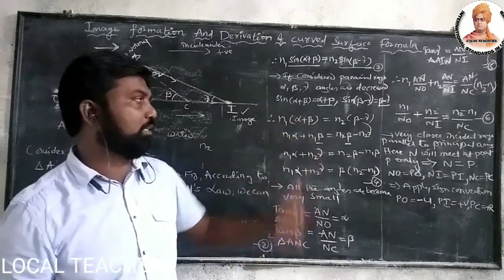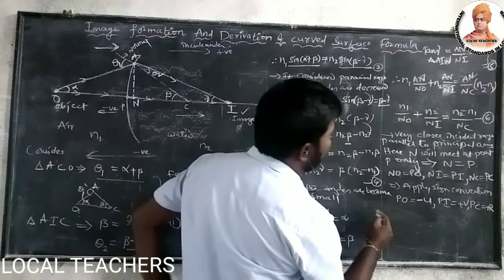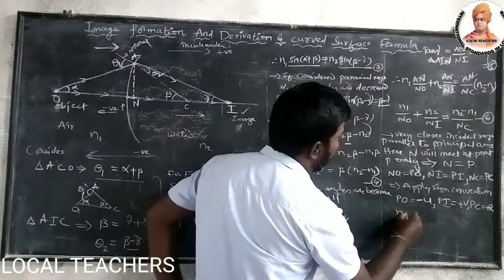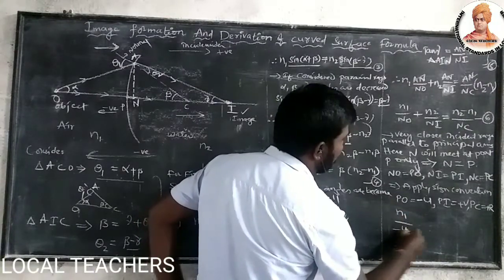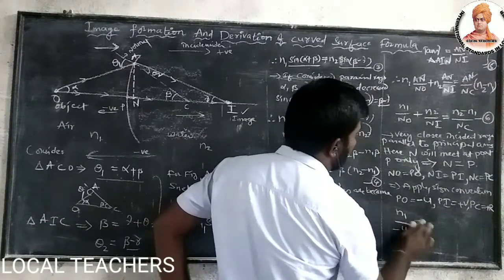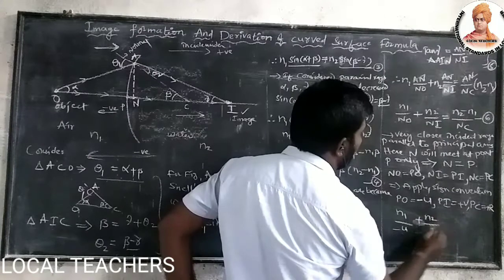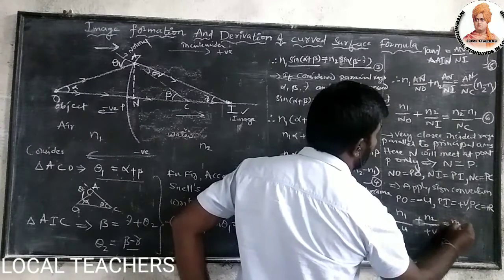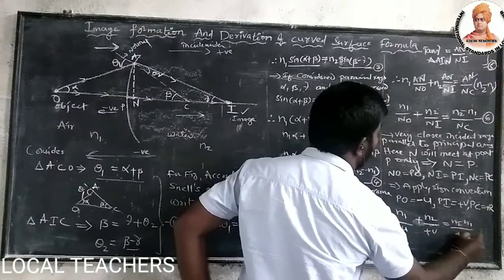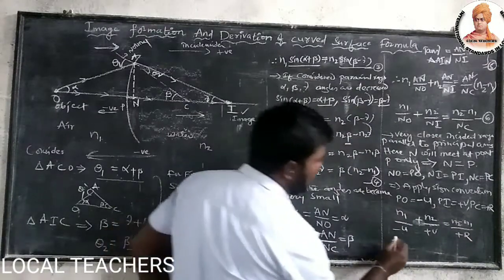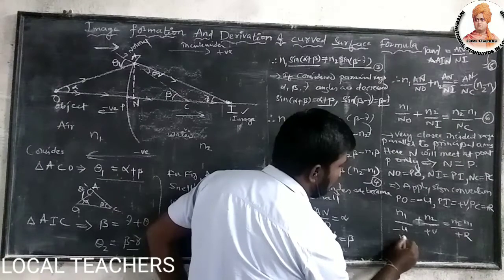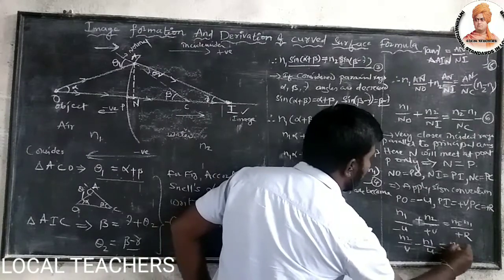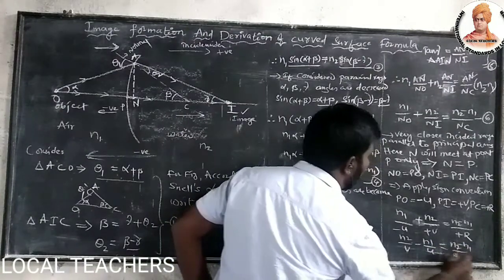Just substitute these parameters in equation 6. Substituting the values, N1 by minus u, sorry, plus N2 by PI, which is plus v, equals N2 minus N1 by plus R. So I can write this equation in a perfect manner: N2 by v minus N1 by u equals N2 minus N1 by R.